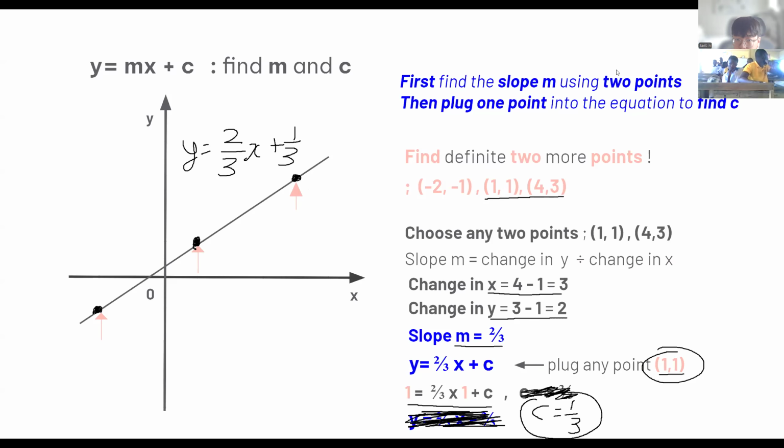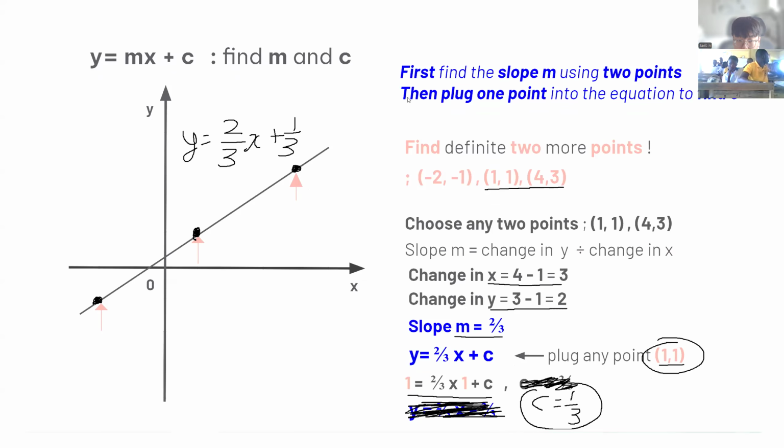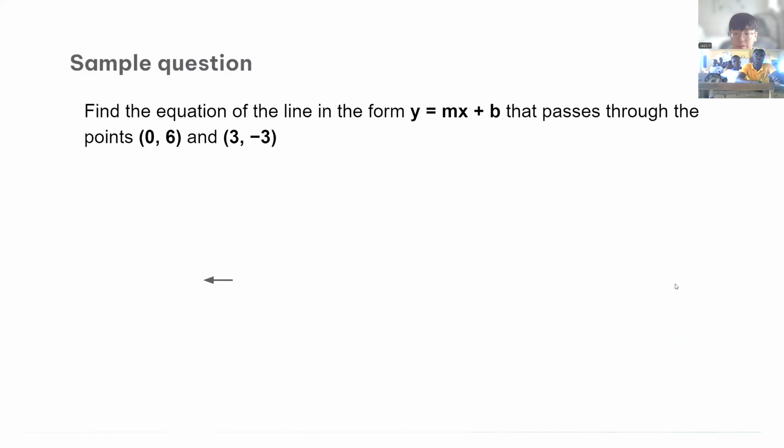Yeah, so that was how to solve the equation for this line. So you just have to choose 2 points, solve for the slope, and then solve for c. That's how you get the answer here. Let's solve one final question for today, just one more question. So can you find the equation of the line of the form y is equal to mx plus b that passes through the 2 points 0, 6 and 3, negative 3? Can you find the equation here?